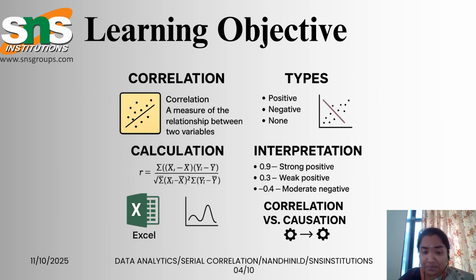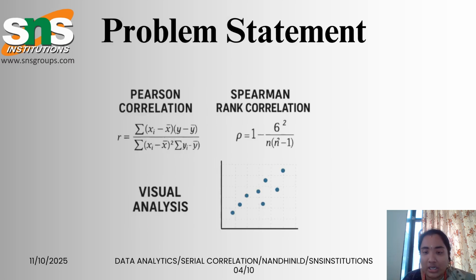First one is the learning objectives. In serial correlation, the first thing we are seeing is what a correlation is. It is a measure of relationship between two variables. Next, we have some types: positive, negative, and non-types. Interpretation: strong positive, weak positive, moderate negative. These are some interpretations we have. And this will also cover Excel, and correlation versus causation.